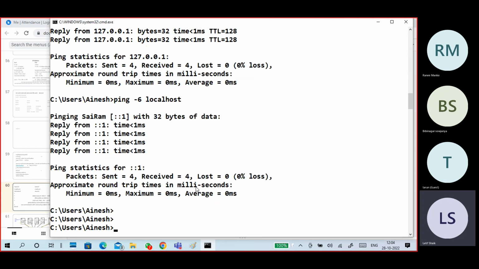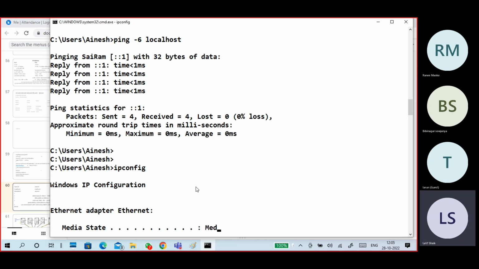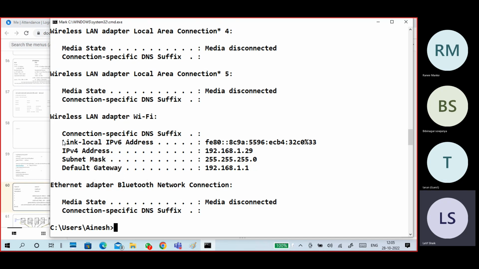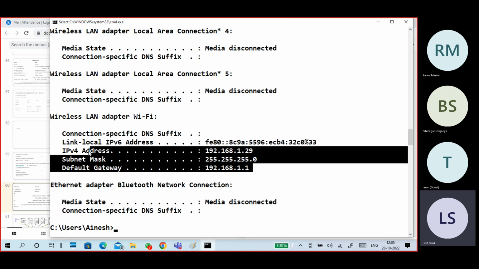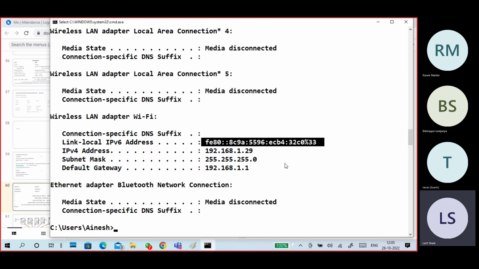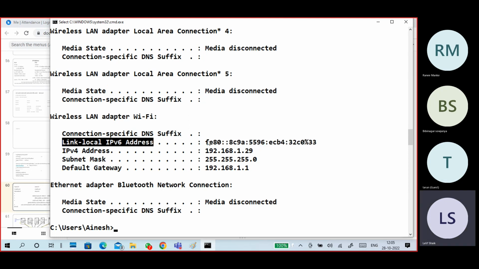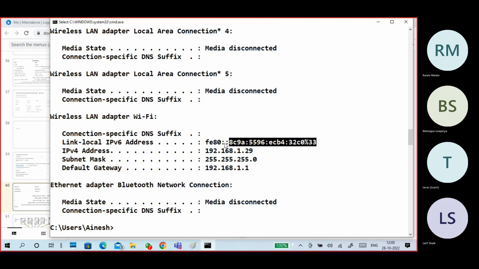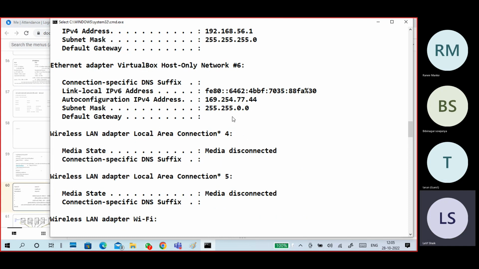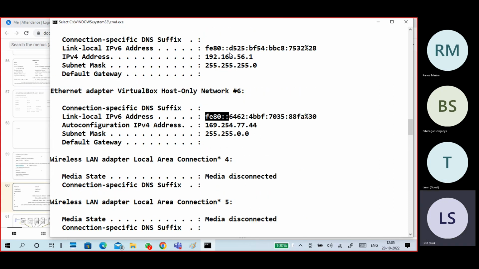What is this link local? See, look at here. This is the link local IP address. My router is not giving any IPv6 address. My router is giving only an IPv4 address, not IPv6. So this is showing a link local IPv6 address. What does this mean? If you see an IP address like FE80::, it is a link local IP address. The remaining part is generated by our system. This is standard for every adapter.